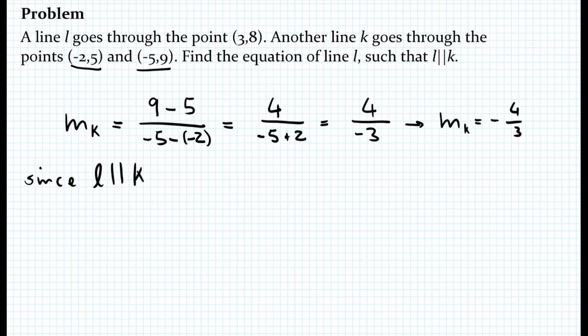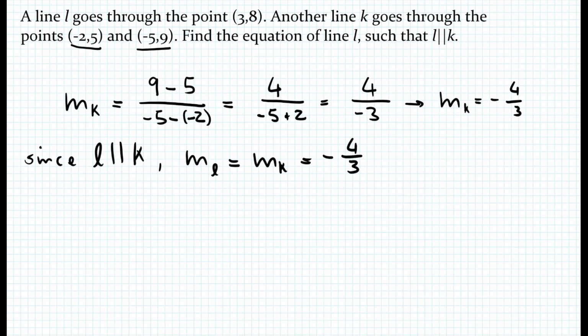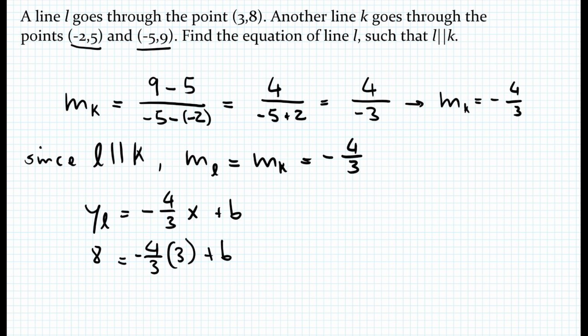Which means that since L is parallel to K, m of L must be equal to m of K, which is -4/3, okay? So that means that the equation, let me call it y sub L because we want to find the equation of line L, is going to have a slope of -4/3, times x, plus b. Now, how do we find the y-intercept? Well, simply we just need to input the point here, (3, 8). That means that this is going to be 8, the y value, and then we have -4/3 times the x value of 3 and then plus b, okay?